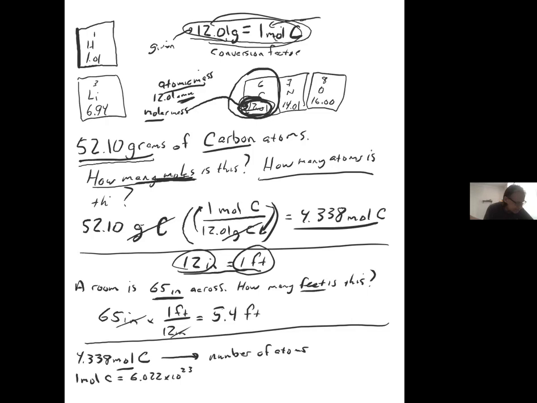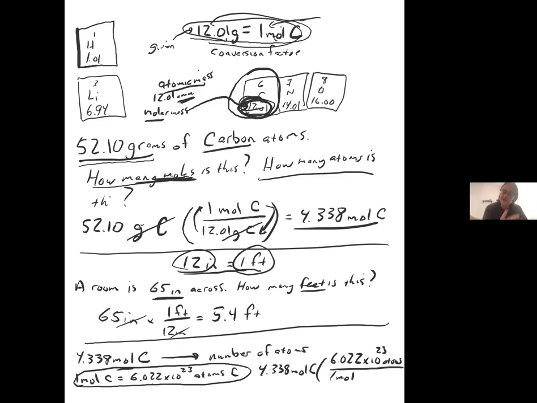Okay, so what you would do then is you'd say, okay, we're going to use this as our conversion factor. So we would say 4.338 moles. And then we want to know the number of atoms, so we put the number at the top. If you want to know the number, you put the number at the top. And then you put a mole at the bottom. If they gave you the number of atoms and they wanted you to find the moles, you would just do the reverse.